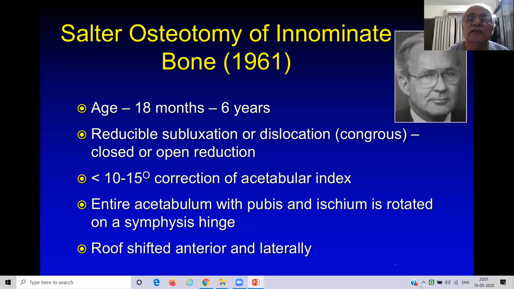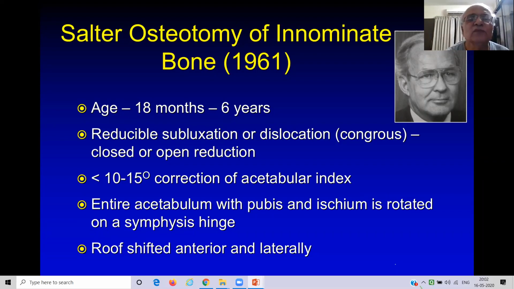Second, the hip should be reducible. It is subluxated, but with abduction and internal rotation, it should be able to contain it. If it doesn't contain, then you require open reduction and Salter. It is possible to do both together. It is not necessary that it has to be a reduction.